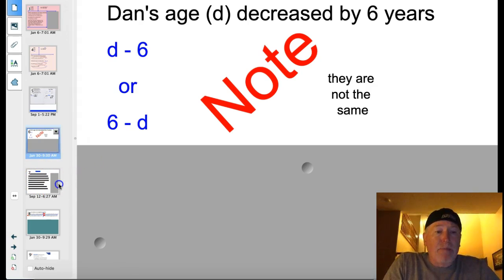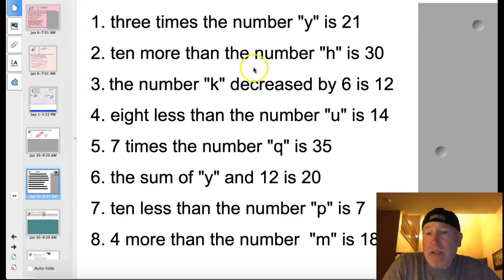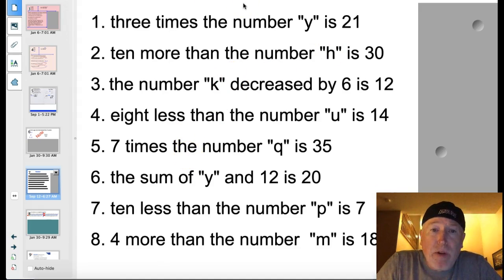All right, let's do some guided ones. We're going to do about 14 of these, I think I said. But let's run through a couple real quick. Actually, you are supposed to write these ones down. My bad. Jot these down over on the bottom left-hand side. 3 times the number y is 21. Go.